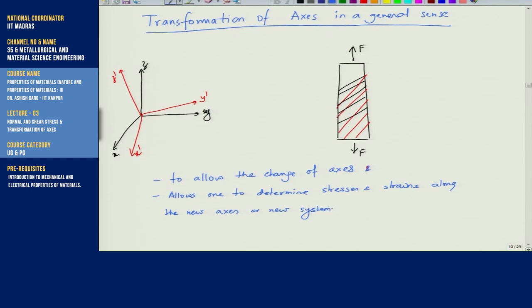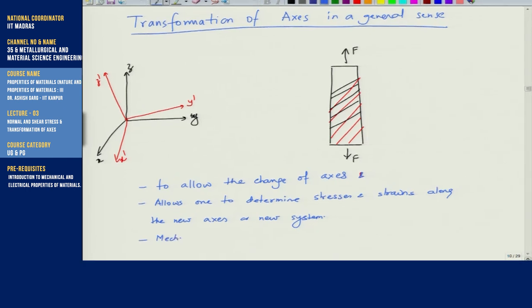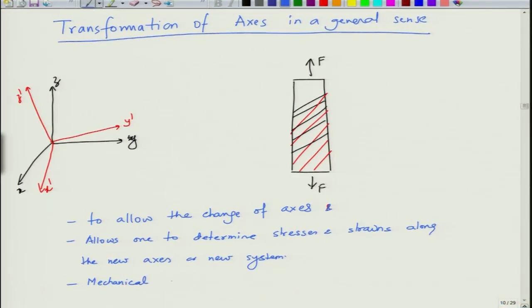This is what we are going to do, and this is very important for mechanical deformation, because deformation is an anisotropic phenomenon because of the crystallinity of the material. It could also be related to things like tension or torsion, calculating different stresses and so on and so forth. We will get back to this in detail in the next lecture.